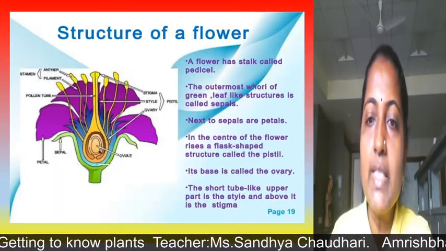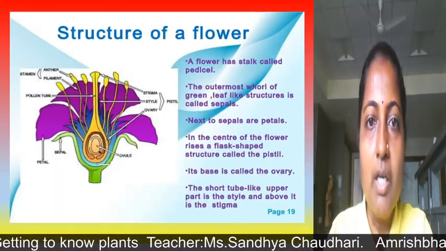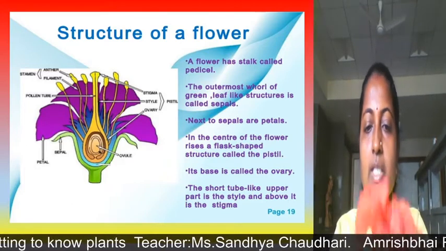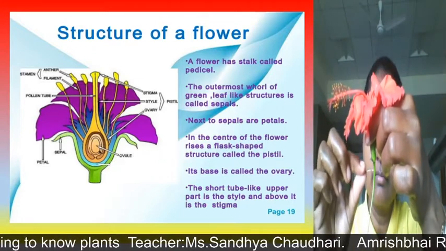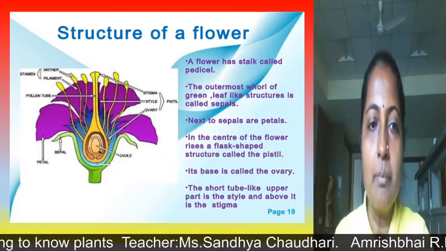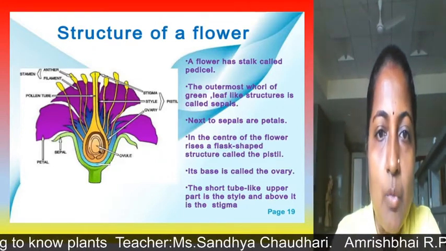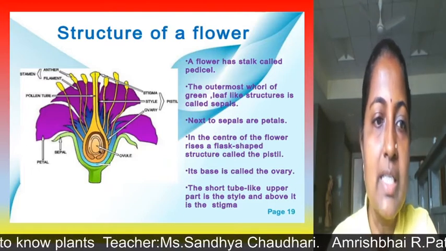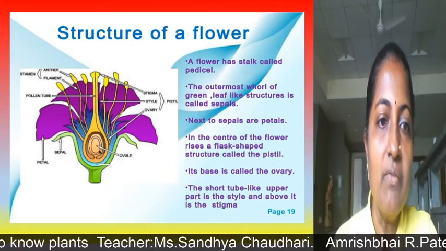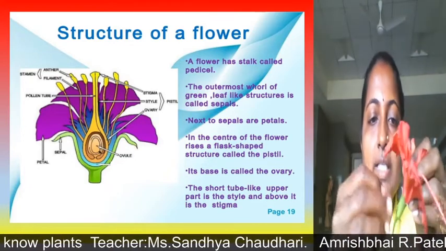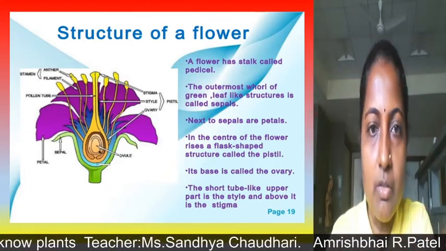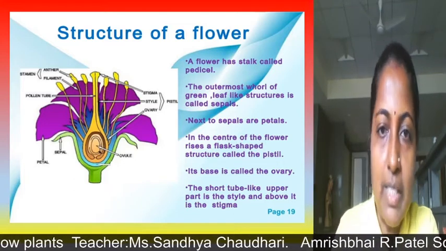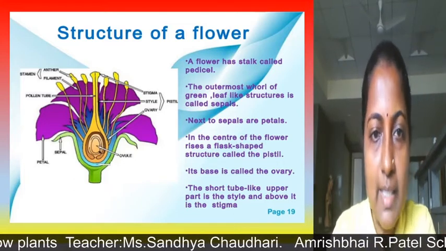Now students, we will see different parts of a flower. A flower has a stalk called pedicel. The outermost roll of a green leaf-like structure is called sepals. This green leaf-like structure, the outermost roll of a flower, is called sepal.